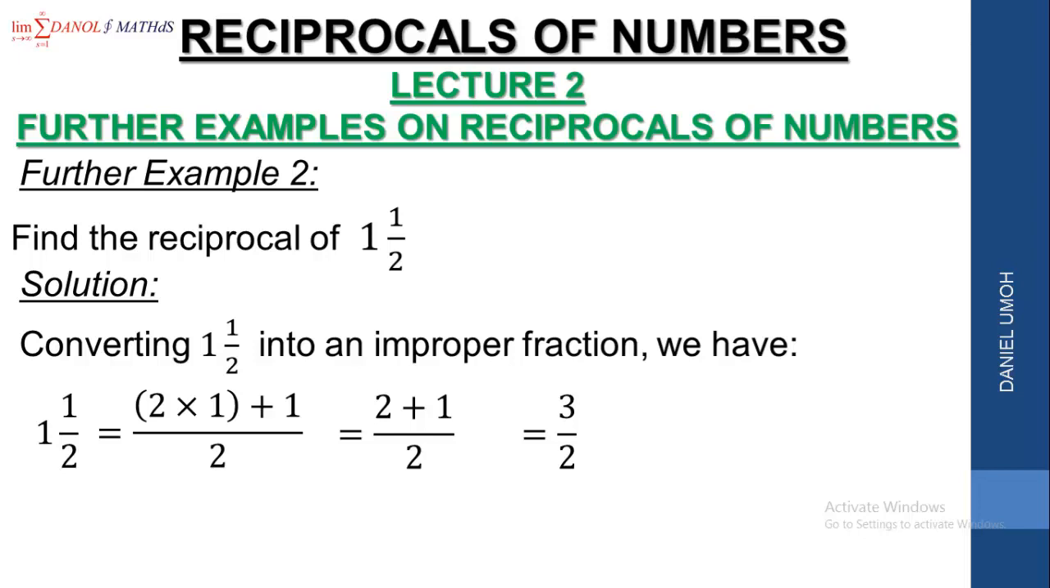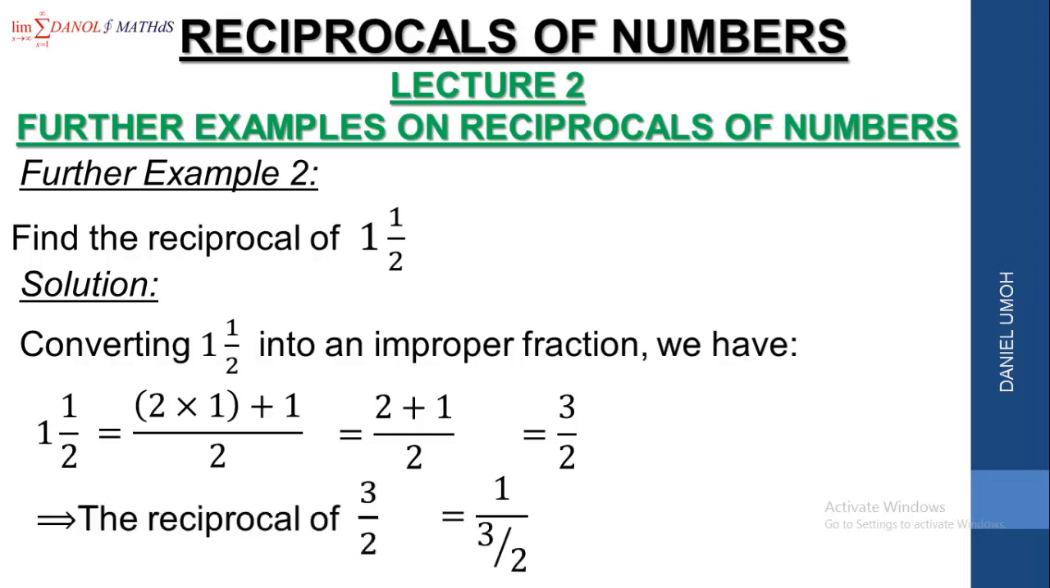Now, having converted that, we say, therefore, the reciprocal of 3 over 2 will be equal to 1 all over 3 over 2, from our definition of reciprocals. So when you have something like this, 1 all over 3 over 2, it means we are going to invert the fraction to have what? 2 over 3. So therefore, the reciprocal of one whole number 1 over 2 is equal to what? 2 over 3. It's as simple as that.